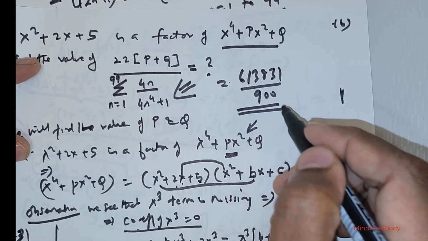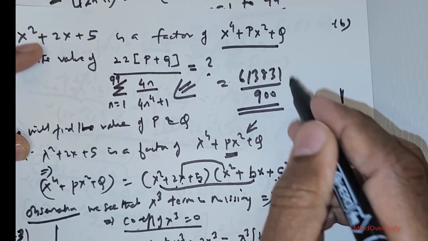If you can reduce it, you reduce it and put the solution in the comment box. So that's the end of this particular question. This is a lovely question.